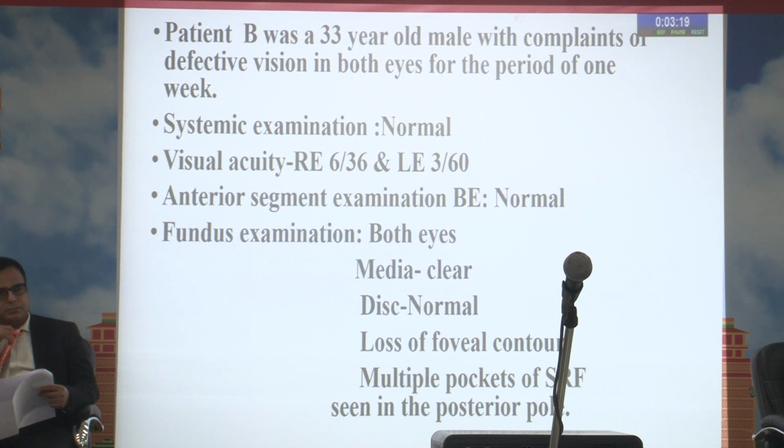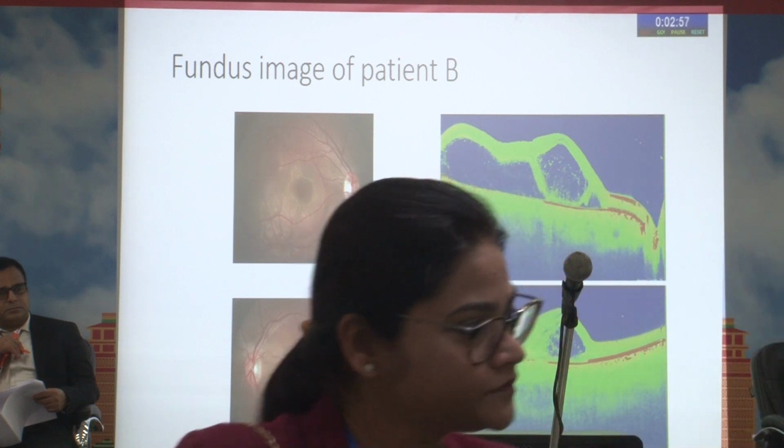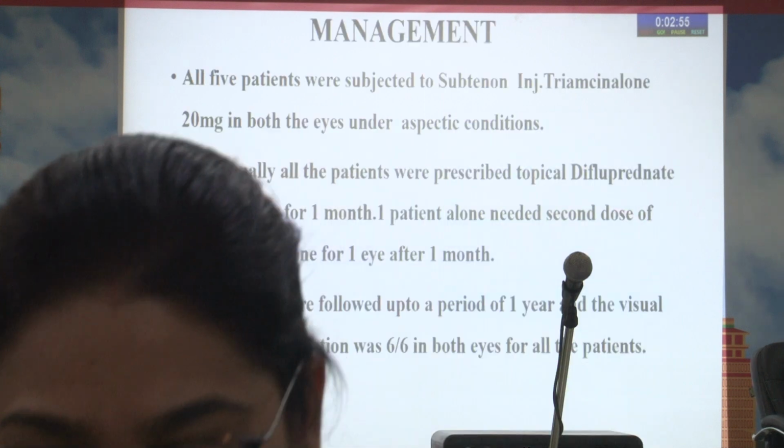Systemic examination was unremarkable. Visual acuity, right eye was 6/36 and left eye was 3/60. Anterior segment examination was normal. Fundus showed loss of foveal contour, and there are also multiple pockets of subretinal fluid in the posterior pole. And OCT also, as you can see, compartments of subretinal fluid, RPE irregularities, and also the foveal contour is lost.